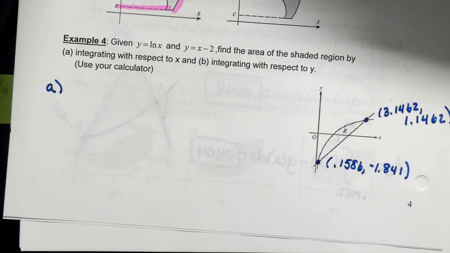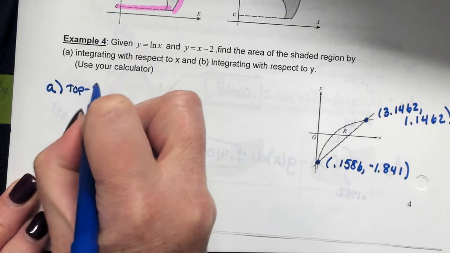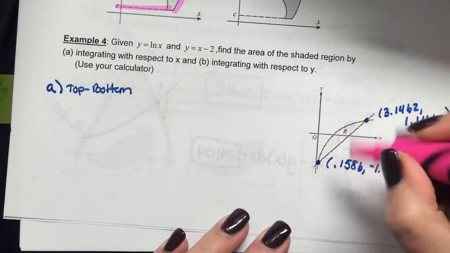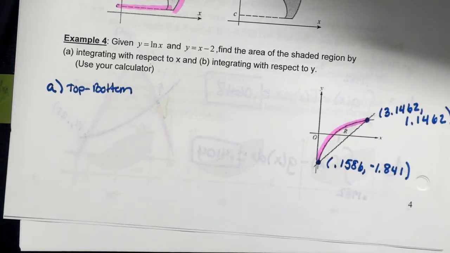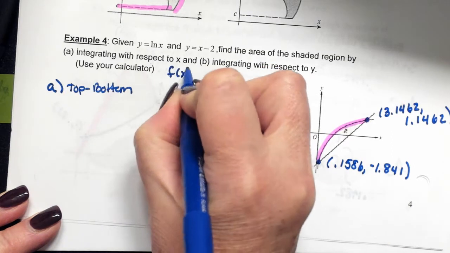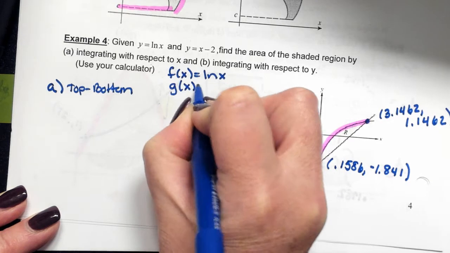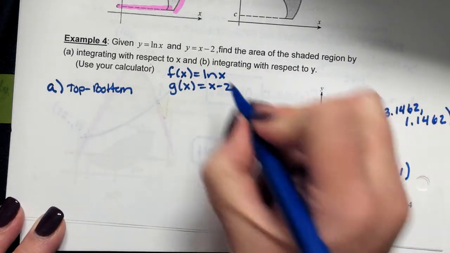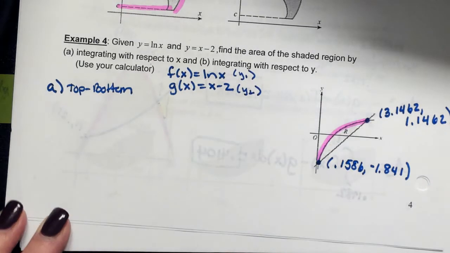So now when I do the area with respect to x, remember it's always going to be the top minus the bottom. If you look right here, you can see that this function is the one on the top. So again, remember my functions, I'm just going to relabel this. F of x is equal to the natural log of x. G of x is equal to x minus 2. And I have this one loaded under y1 on my calculator and this one loaded under y2.